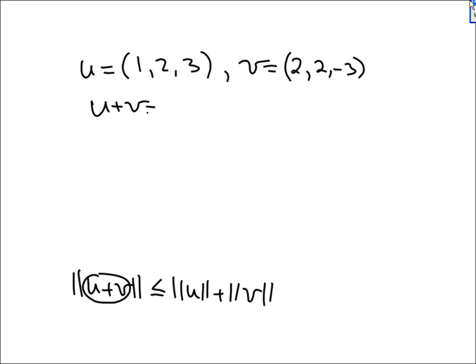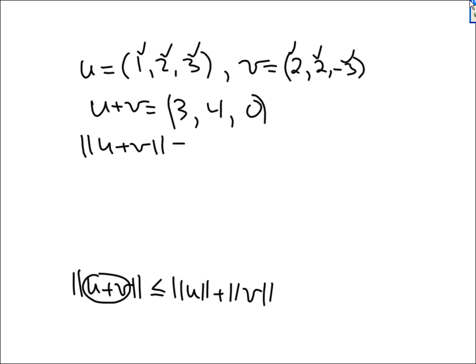u plus v is equal to (1 plus 2, 2 plus 2, 3 plus negative 3), which is (3, 4, 0). So the length of u plus v is 3 squared plus 4 squared, 9 plus 16 is 25, plus 0 squared is still 25, square root is 5. Okay, so the left side is 5.